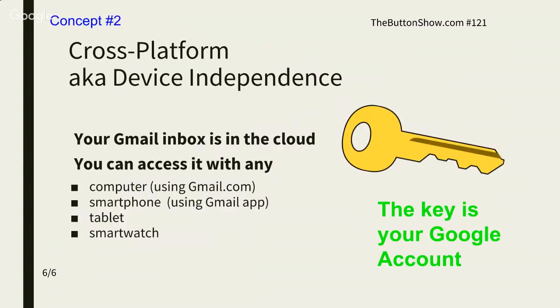Concept number 2 is called cross-platform. So realizing that Apple iOS is a platform, Android is a platform, and Windows Web is a platform. So this is available on all platforms. I prefer to call that device independence, meaning it doesn't matter what device is in your hand, your Gmail is going to work the same. You're going to see the same inbox. Whether you're on your computer, a smartphone, a tablet, or a smartwatch, the key is your Google account.